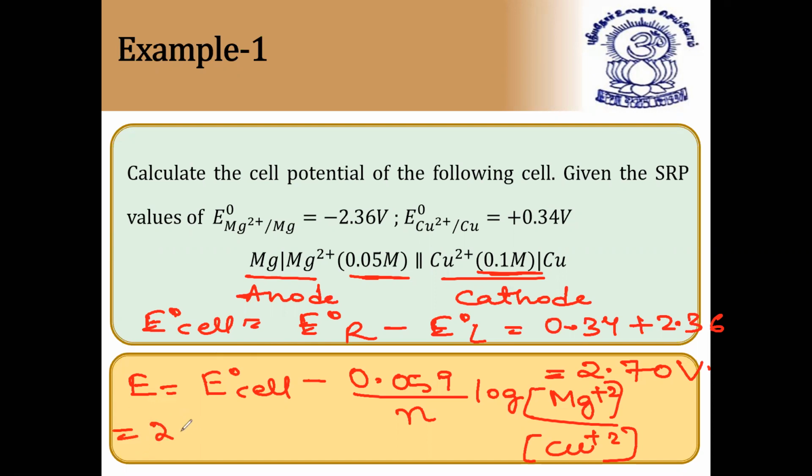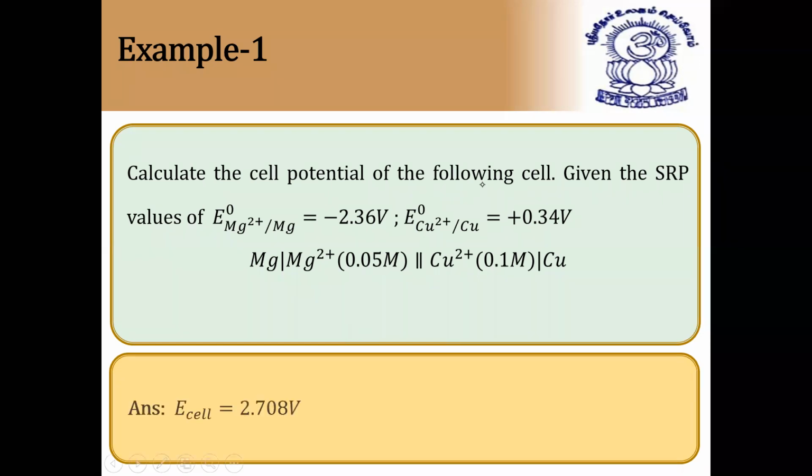E of cell is 2.70 minus 0.059 by 2, because 2 electrons are involved, into log of 0.05 divided by 0.1. So if you cancel out and calculate, you'll get the answer. I hope it is clear. Next, the answer could be 2.708 volts. You can verify the answer. That is the EMF of the cell.